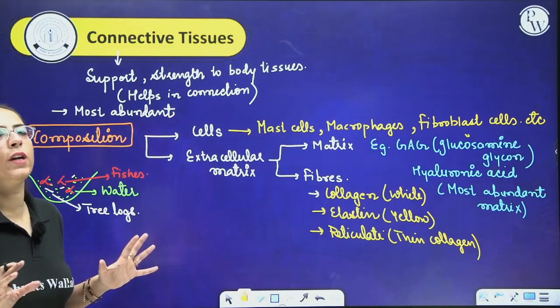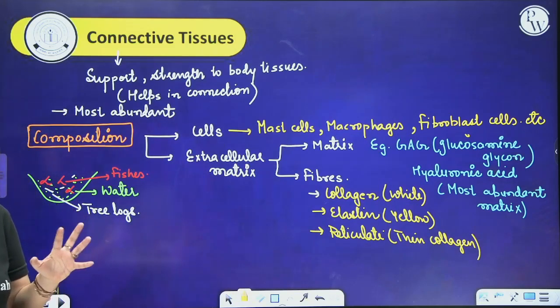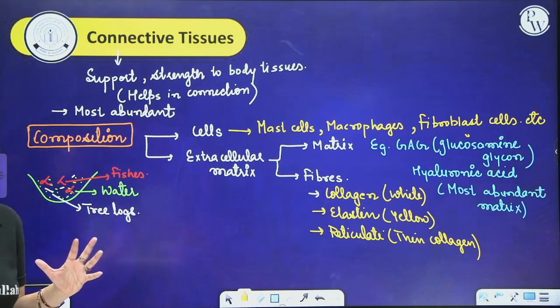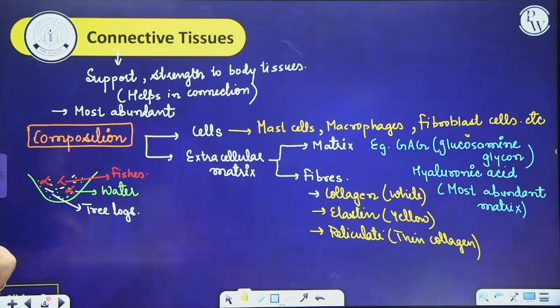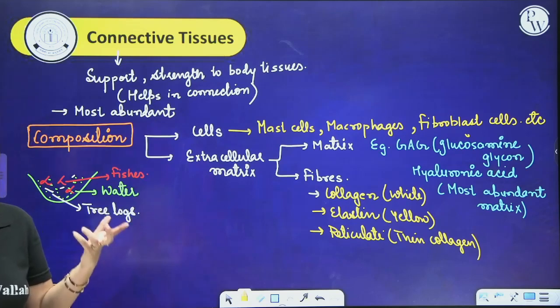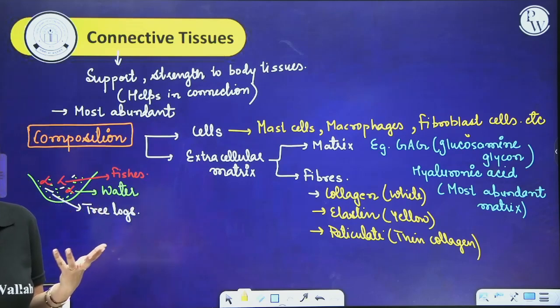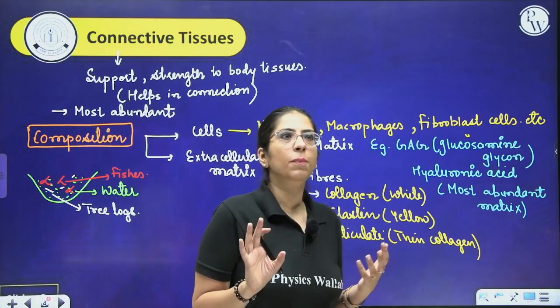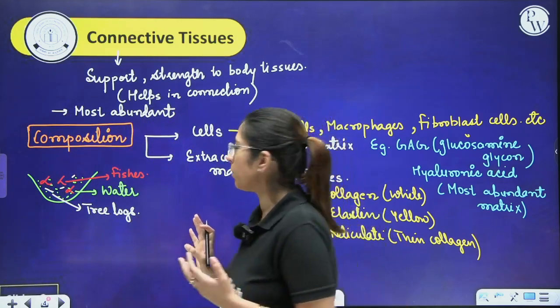So I told you, where are you going to find the connective tissue? Everywhere, guys, everywhere, widely distributed amongst the complex animals like us. So the collagens, the elastin, the reticular fibers, everything you're going to see over here. Clear? Hope it is clear till now. Now, let's proceed further.